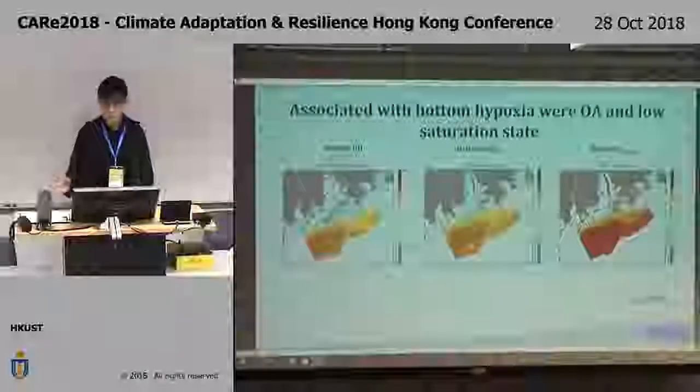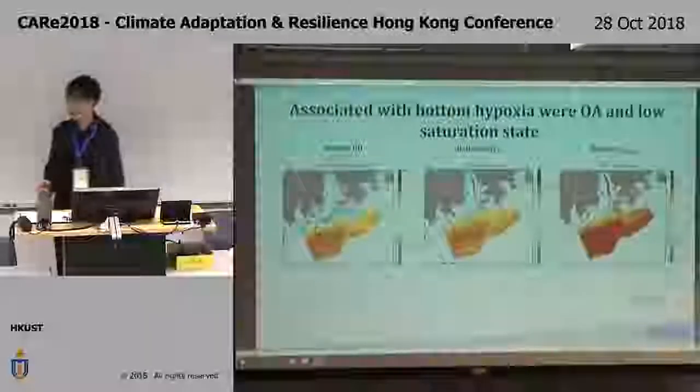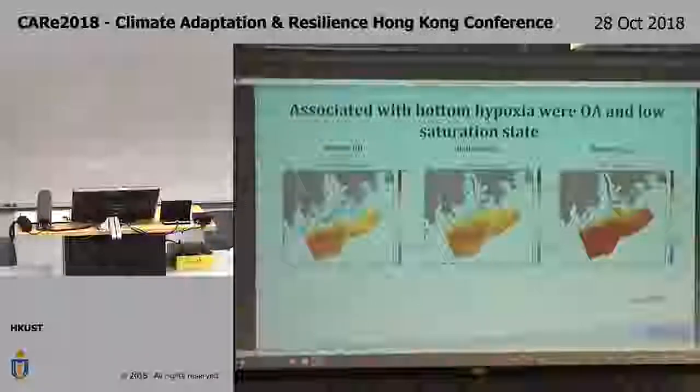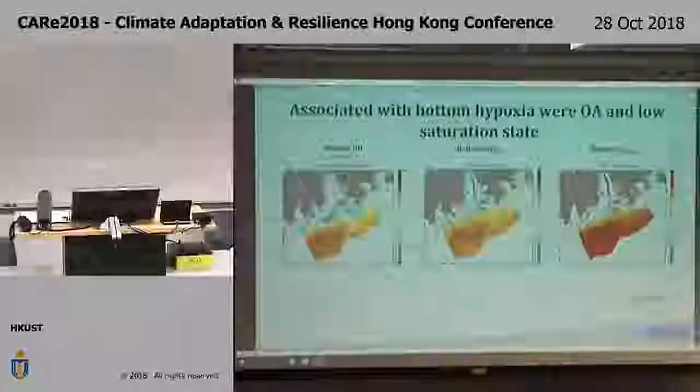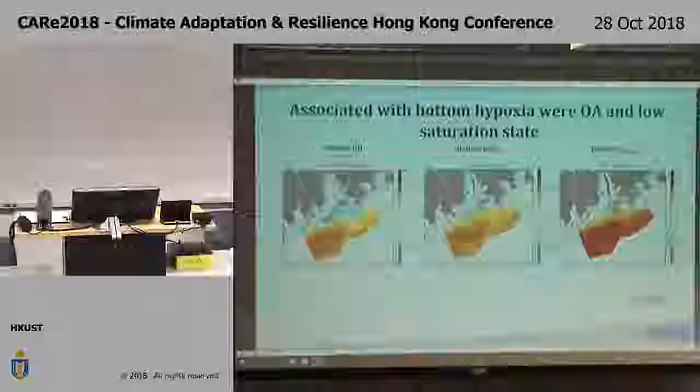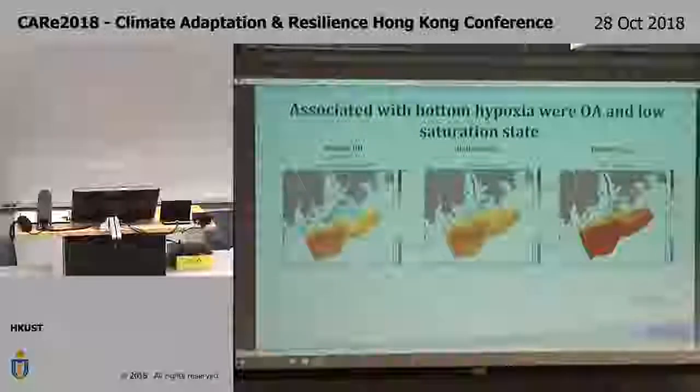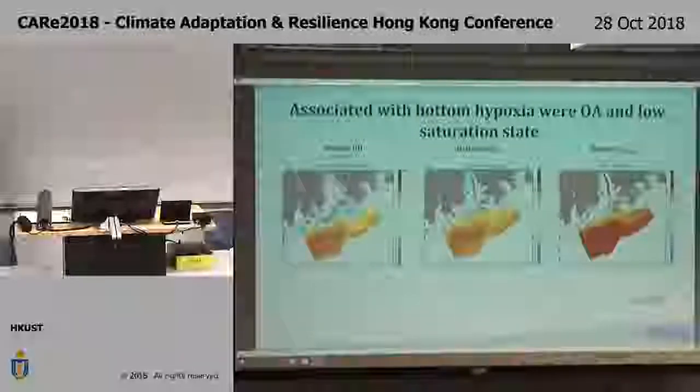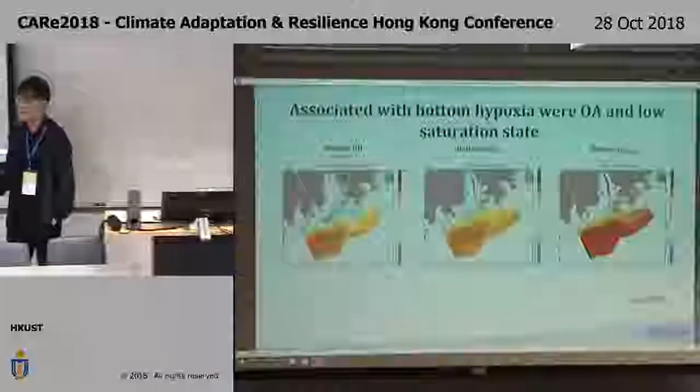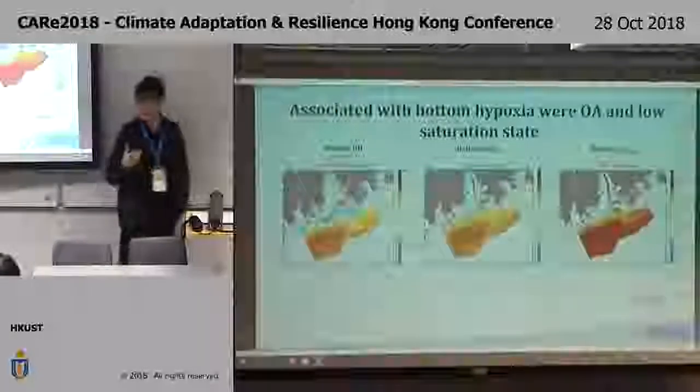And associated with that oxygen, you see the bottom pH. This is the pH, okay? The pH is lower. And this is the saturation state. The saturation has to be larger than 1 for coral or shellfish to grow healthily.